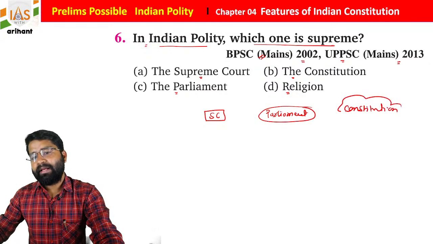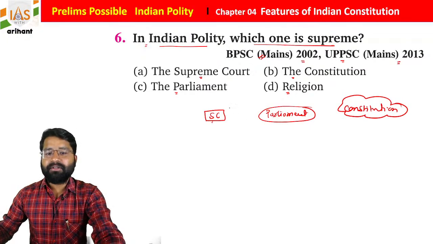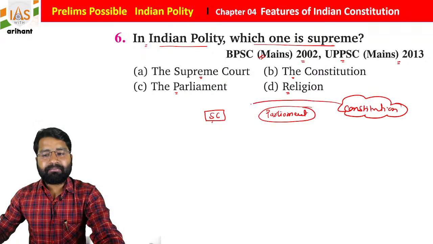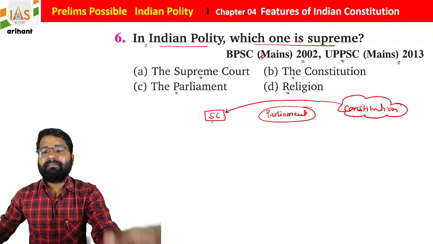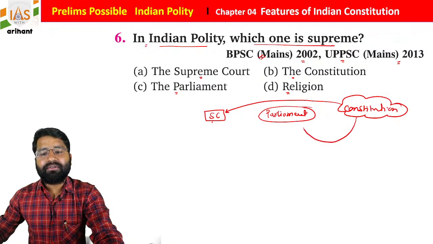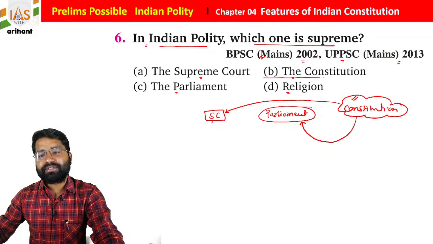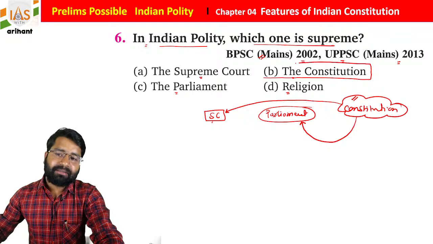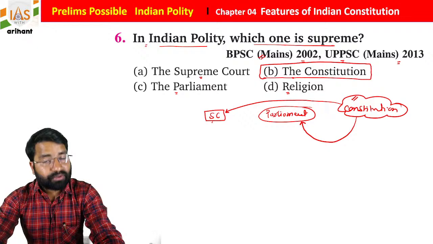See, basically the Supreme Court is powerful, but the Supreme Court gets power from the Constitution. Parliament can do anything, but they can do it within the limitations of the Constitution giving them power. So indirectly, who is going to be more supreme, students? The Constitution of India is the more supreme authority in India, students. So this is also very important.